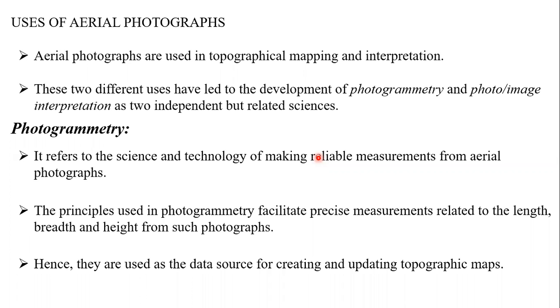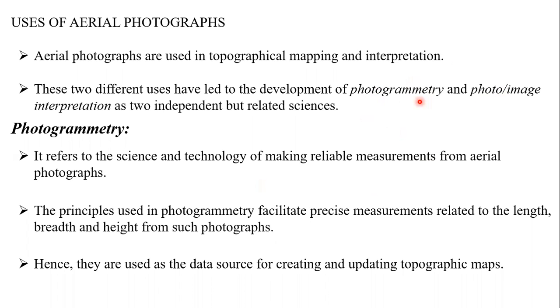So photogrammetry. Anybody know the meaning of photogrammetry? Photogrammetry is nothing but the science and technology of taking reliable measurements from aerial photographs. It will give reliable measurements from the aerial photography. And image interpretation is just interpreting what a particular area is. It is a science of interpreting. So these two are independent but related sciences. Generally, after aerial photography, these two departments came into light. Both are independent, but they are related.